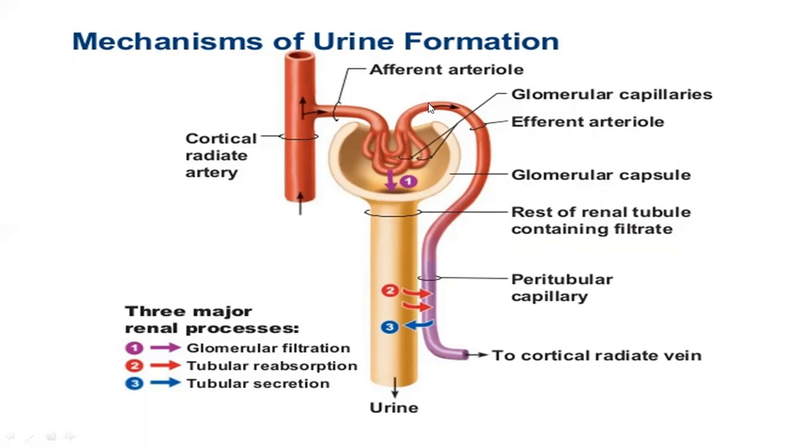and as a result, the blood gets clean and it becomes part of the circulatory system, and the components which are collected over here in the Bowman's capsule are termed filtrate.